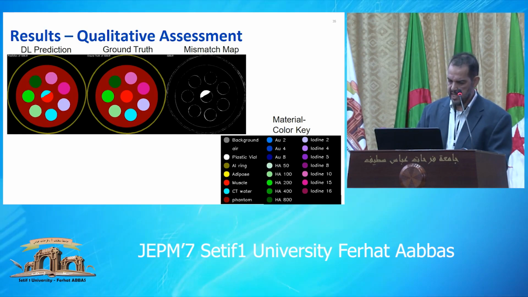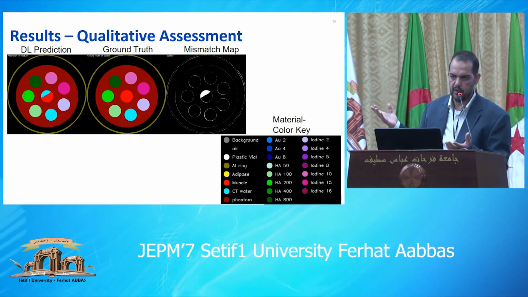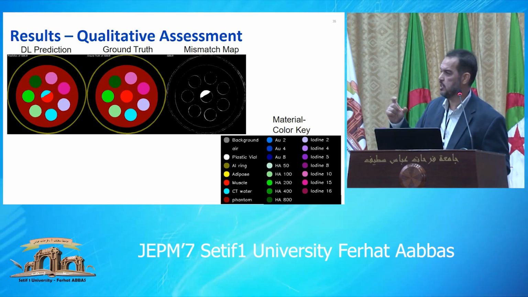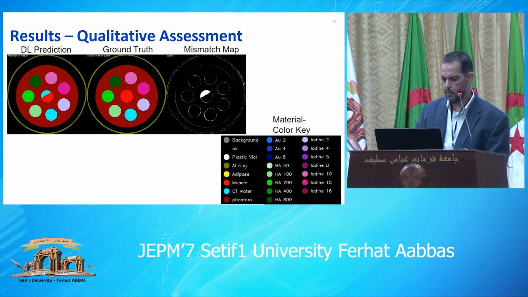Also, notice that at the edges of the materials, we have some mismatch. Those are the white pixels, because when she was doing the manual outlining, she could not do it perfectly, obviously, so she would miss certain pixels. And that's why at the edges of the different materials, we have some misidentification or mismatch between the ground truth and the deep learning prediction.